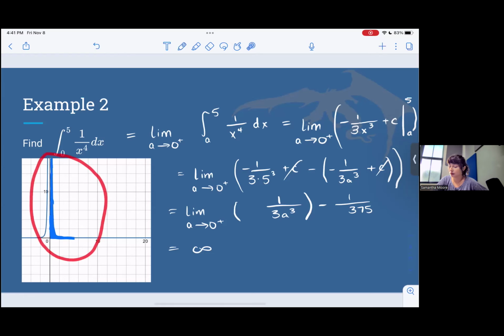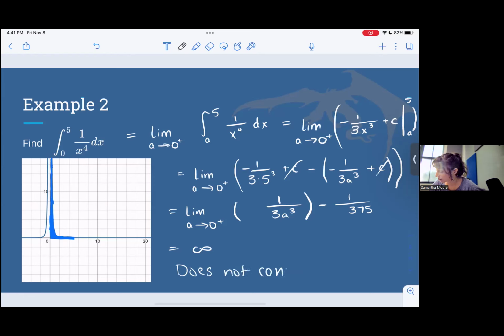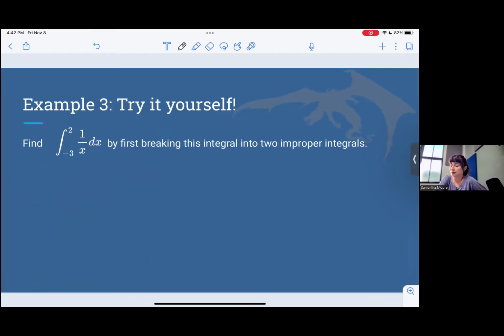So this shaded region has just enough width to be able to be infinite. And some other wording that you might hear in these cases is that this integral does not converge. Or you might get DNE. Those are things that all indicate that you got an infinite area. Okay. All right. So I'm going to have y'all try a problem yourself.